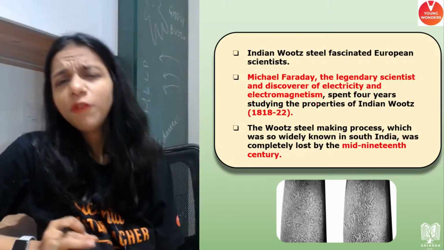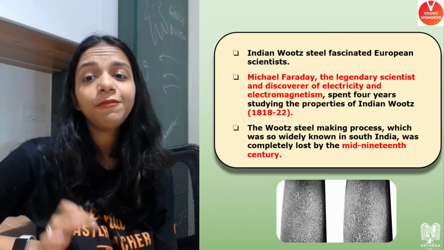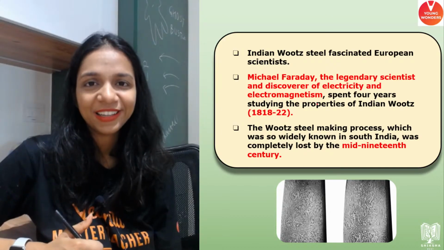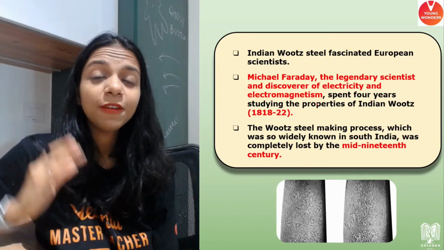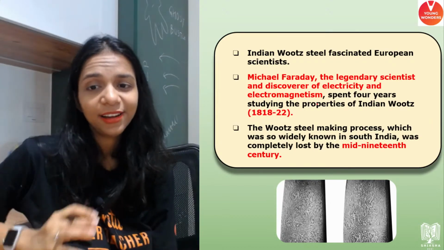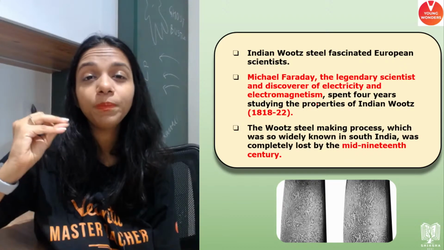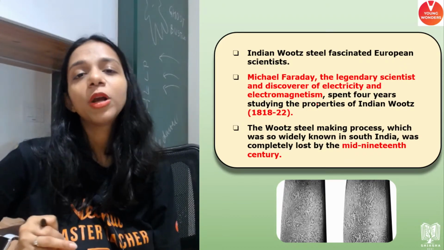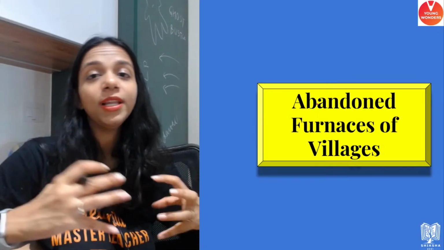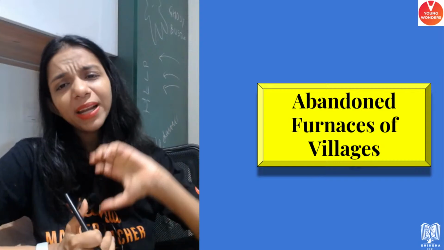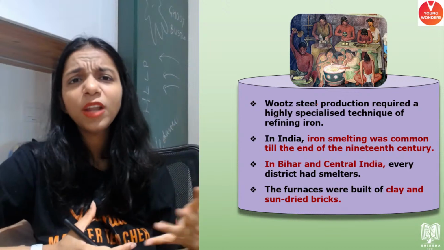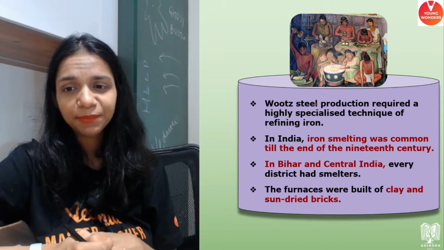Now this steel was so fascinating to the Europeans that Michael Faraday, जिसके बारे में I'm sure you must have read in science, who was the discoverer of electricity and electromagnetism, spent 4 years in India trying to study the properties of Indian wood steel. It was so amazing. It was so beautiful. However, as I told you, because of the coming of the British and their policies, we eventually lost the knowledge of how to make wood steel. But kaisa knowledge tha? Why did we lose that knowledge? What kind of policies did the Britishers bring when they came to India?